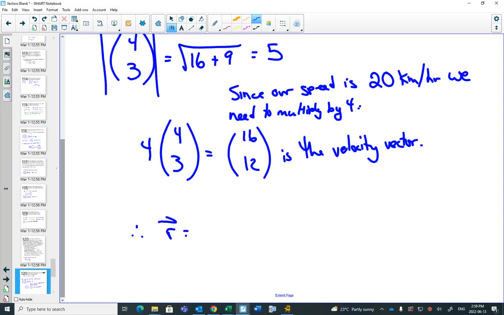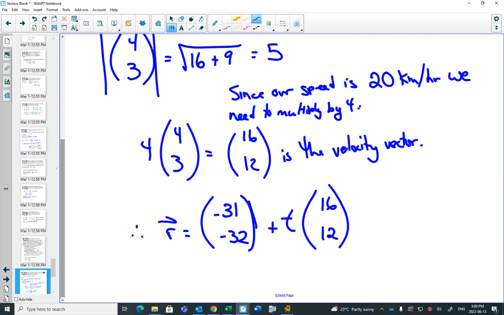Therefore, the equation of your line is your starting point, negative 31, negative 32, plus time and 16, 12.